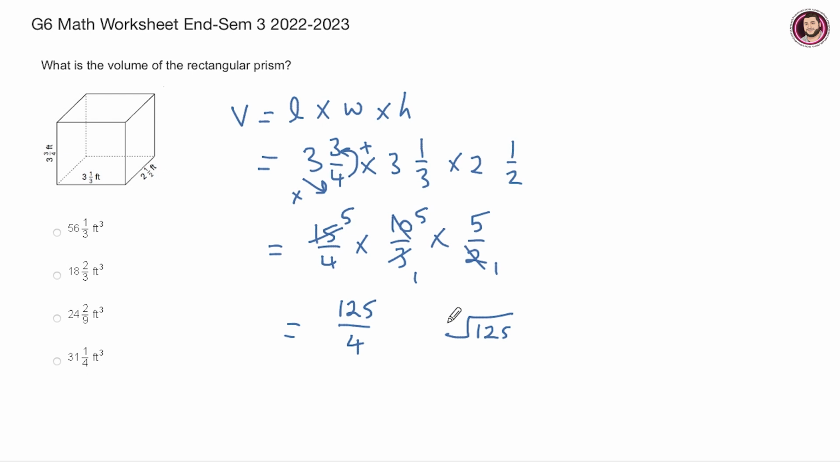125 divided by 4. 1 divided by 4 cannot be. 12 divided by 4 equals 3. 3 times 4 equals 12. Subtract, 0. 5 down. 5 divided by 4 is 1, which is 4. Subtract, it's 1. The whole number is 31, and numerator is 1, and denominator is 4. So the answer is 31 and 1/4.